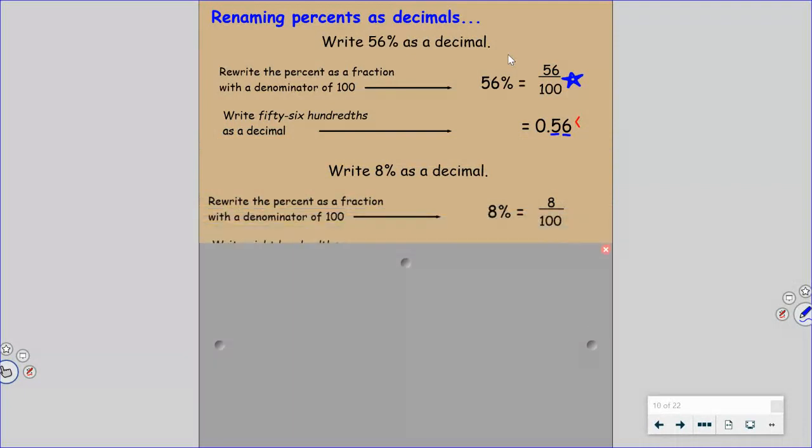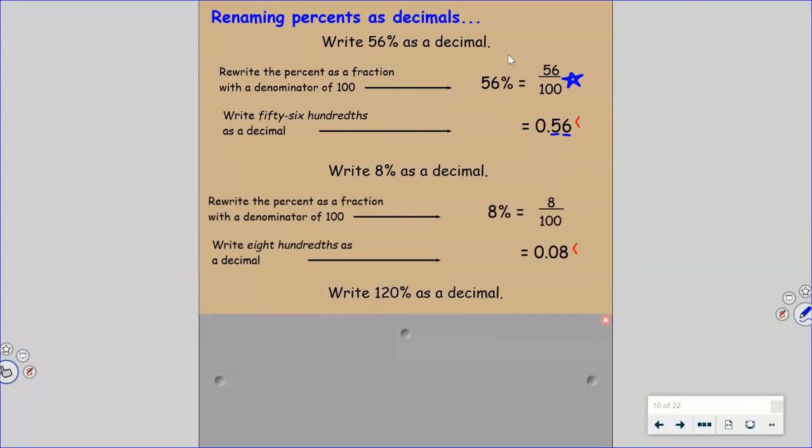Another example, 8%. Write that as a fraction, 8 out of 100. Just be careful. Do not write this in the wrong place value because that says 8 tenths. We need it to be 8 hundredths.